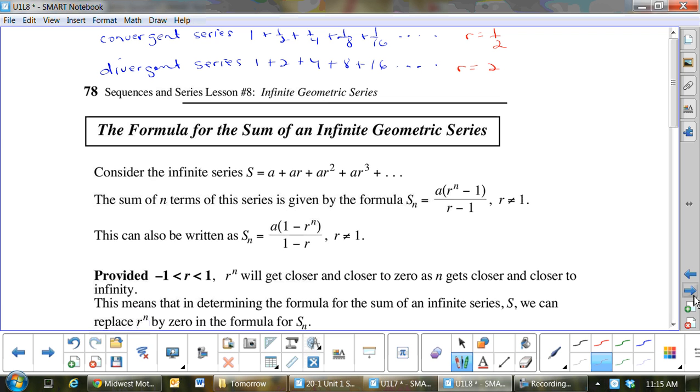But so for a convergent series, R must be less than 1 and greater than -1. In other words, it has to be a fraction or a decimal. Okay? Do you guys know how to read those? You read from the inside out. So R has to be less than 1 and R has to be greater than -1. Okay? Now for a divergent, R is greater than 1 or less than -1.